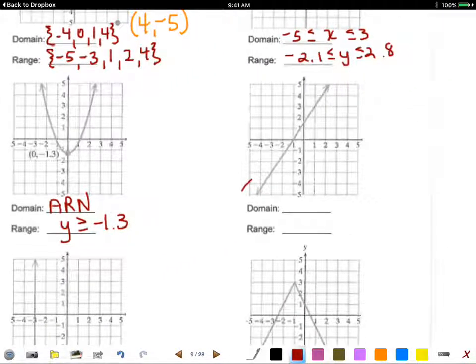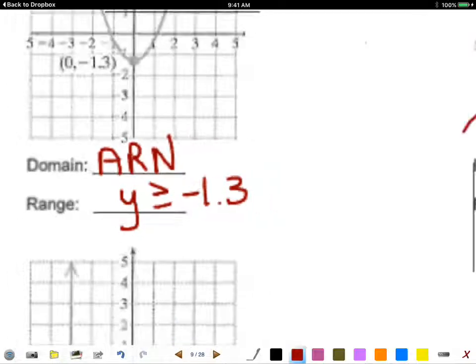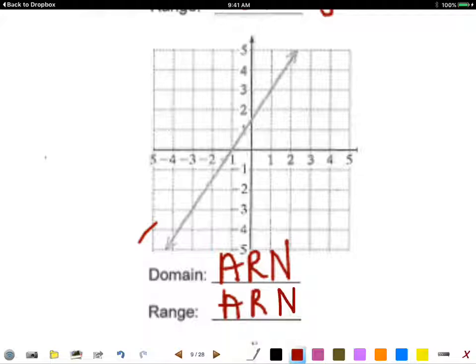Okay, let's look at this. Write that the other way also, like -1.3 is less than what? You could write -1.3 is less than or equal to y. Yes, you could. Okay, look at the next one. The x-axis goes from, how far to the left does it go? Infinity and right infinity, so the domain is all real numbers. What about the range? How far down is it going? Infinity, so that's also all real numbers.